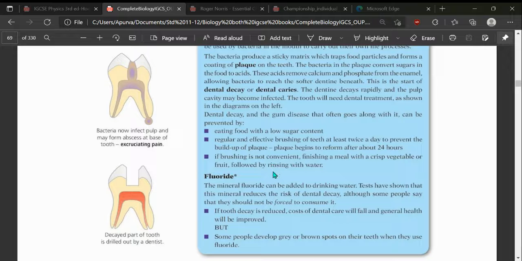If brushing is not convenient, finish a meal with a crisp vegetable or fruit, followed by rinsing with water. The reason they say this is that fruits and certain vegetables, like an apple for example, have lots of fibers in them. These fibers go between your teeth and remove all the gunk and dirt while you chew the apple.